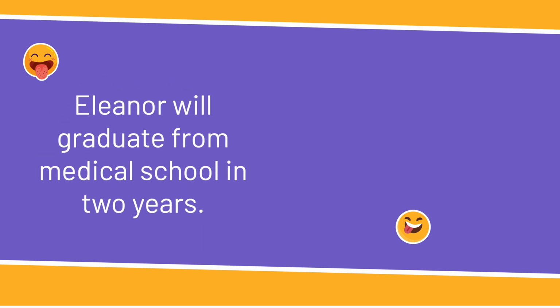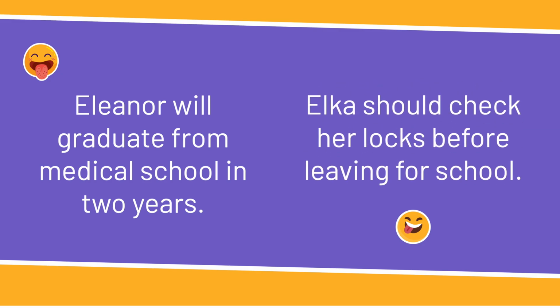As I mentioned earlier, helping verbs support the main verb in telling us when something occurs in time and setting the mood. Eleanor will graduate from medical school in 2 years. The verb phrase in the sentence shows us that something will happen. Elka should check her locks before leaving for school. The verb phrase sets the mood and strongly suggests that the action be done.